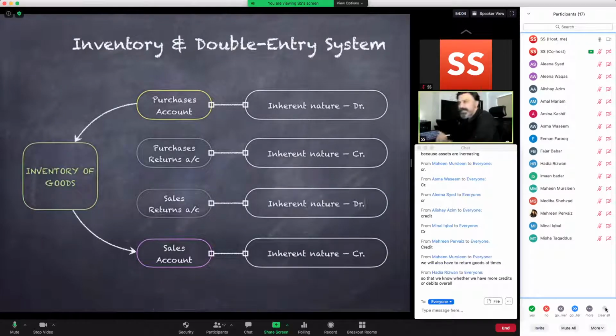So sales returns का मतलब है we sold goods earlier on and our customers have returned those goods back to us, and that means sales returns will have to have the opposite nature of sales. Sales का मतलब है you sold the goods, and sales returns means the goods have been returned back to us. So that means these two have to have opposite natures. So if sales have an inherent nature of being credit, then sales returns must have a debit nature. Do we understand the meaning of sales returns and the inherent nature of sales account?